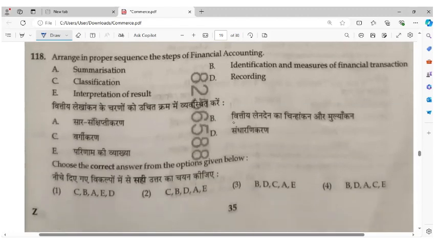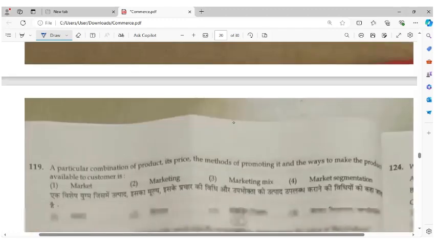The next question: arrange the proper sequence of the steps of financial accounting. Option C is right over here. The sequence begins with identification. You can notice that identification is the first step of everything. First, you have to identify and measure the financial transaction. After that, you record it, then classify it, then summarize it, and the last one is the interpretation of the result. This is a really simple question we have discussed in our video.